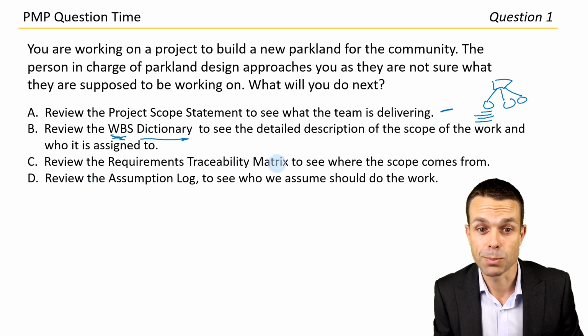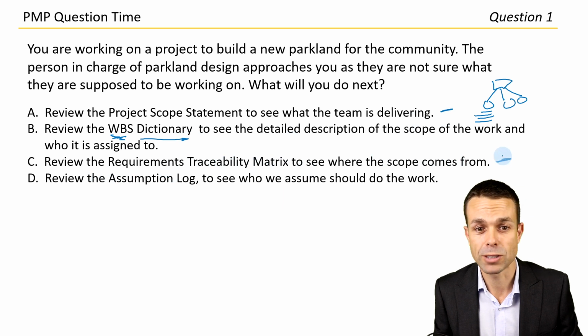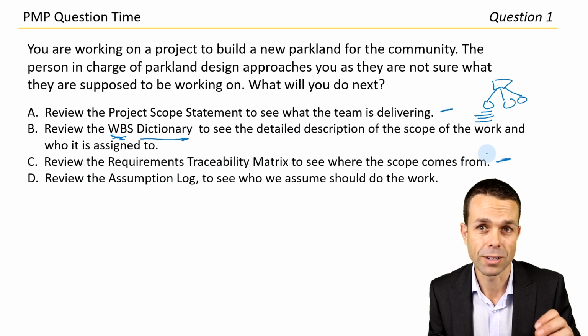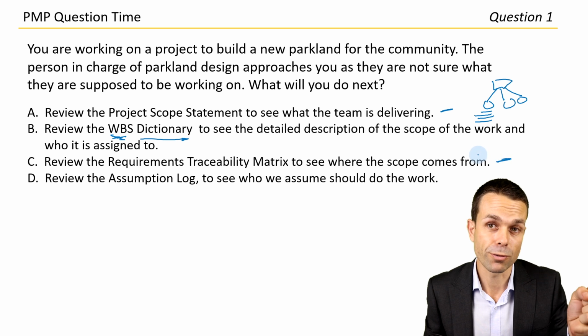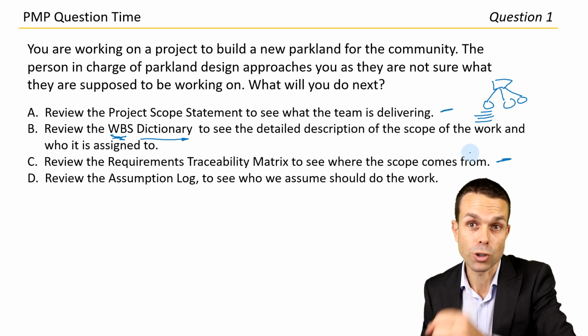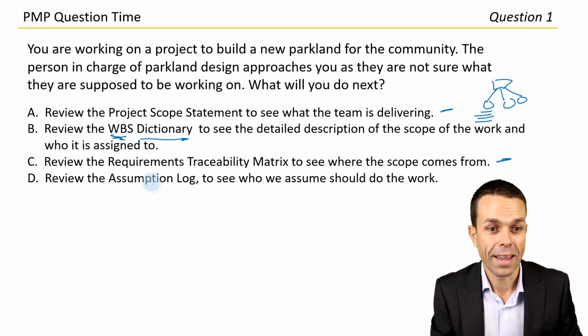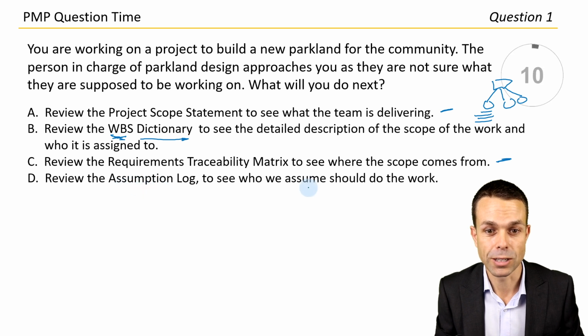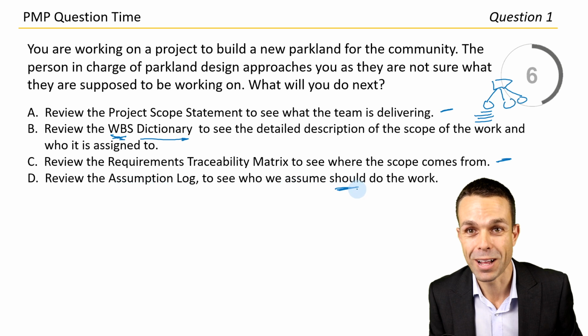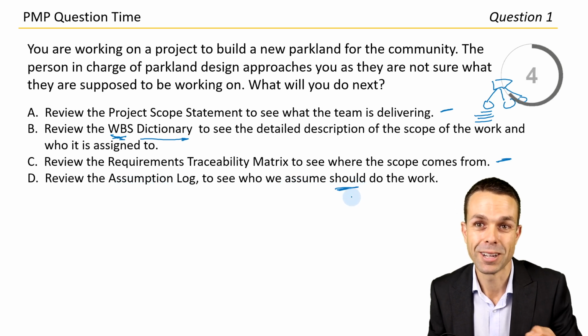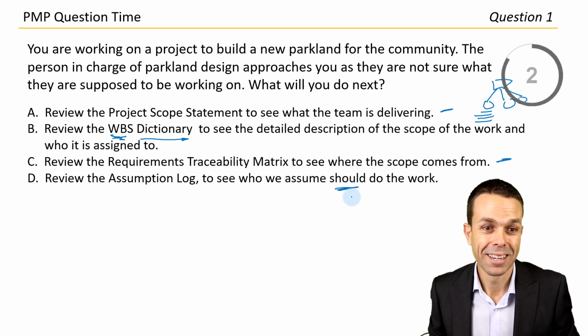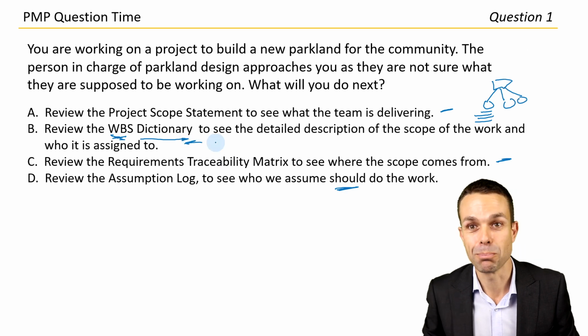Review the requirements traceability matrix to see where the scope comes from. The requirements traceability matrix probably isn't what we're after, because that will just trace the requirements to the scope that we're delivering. And review the assumption log to see who we assume should do the work. I would say never assume if we can help it, but that's why we have the assumption log, so we note down what we have assumed. I think for our purposes, let's go with answer B.